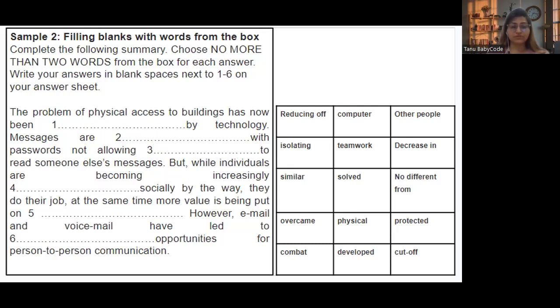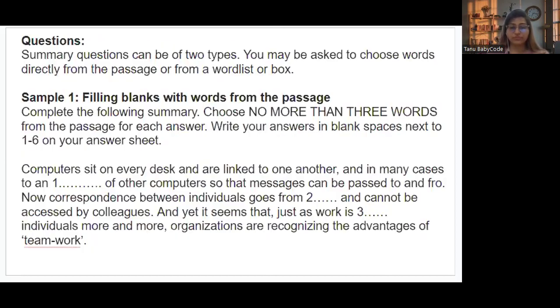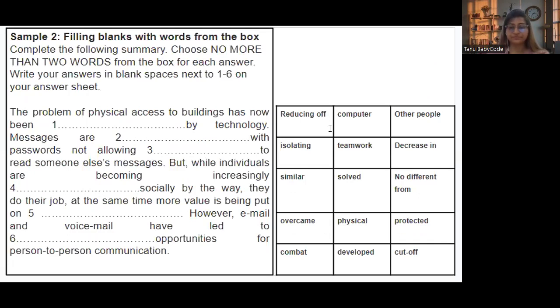Messages are dash with passwords. So now what they have done with messages? So messages can be passed to and fro with security. They have secured it and passwords are invented. So, messages are, see here, messages are protected with passwords, right? Not allowing dash to read someone else's messages. So now nobody is allowed. That means not allowing other people to read someone else's messages.